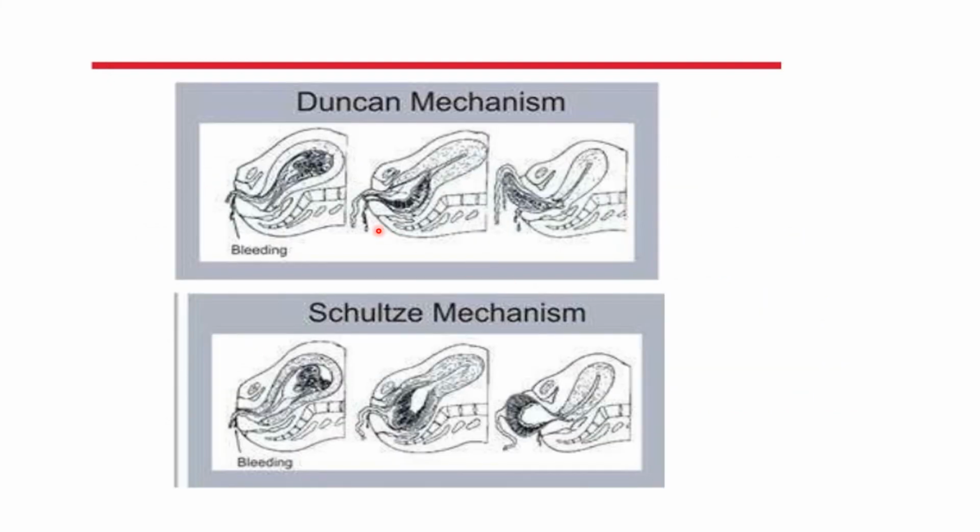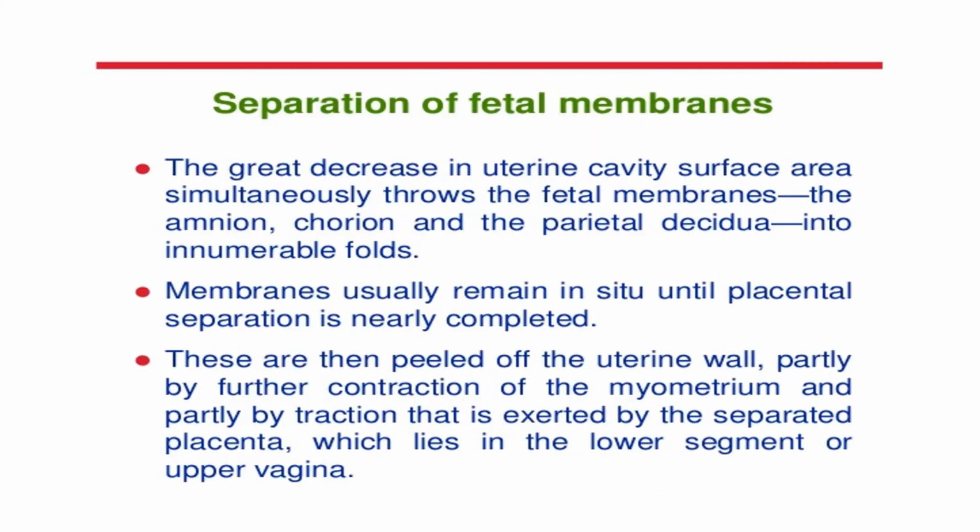So this picture shows Matthew Duncan's method and Schultze's method. In Schultze's method, see, the centralized placenta is there and it is coming out. So the fetal surface of the placenta is coming out first. But here in Matthew Duncan's method, it is getting separated laterally. So it is getting separated and the maternal surface is coming out first.